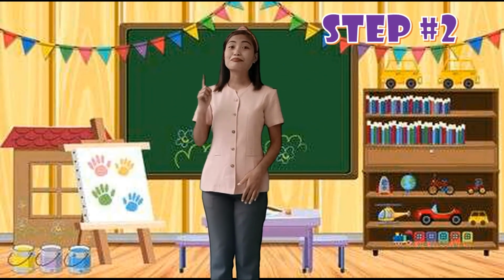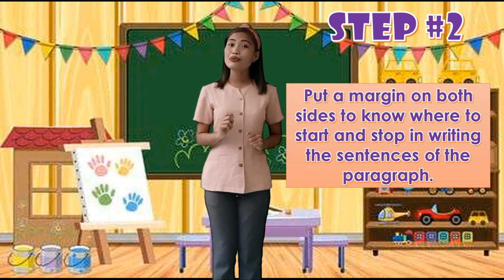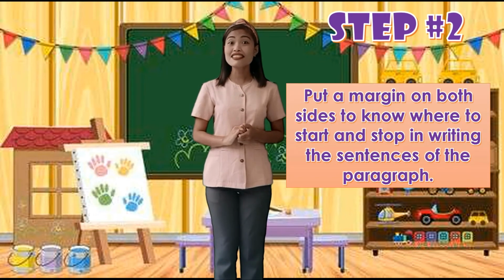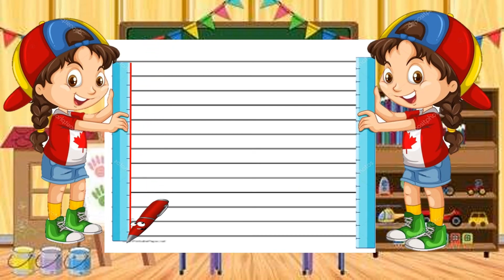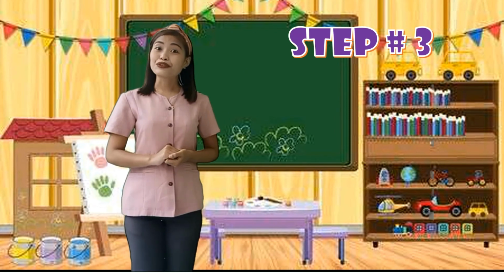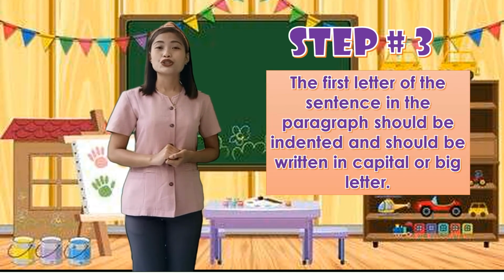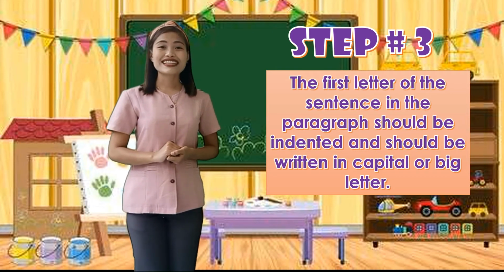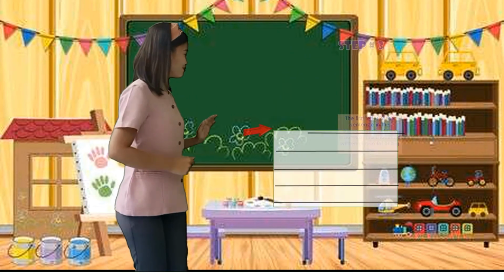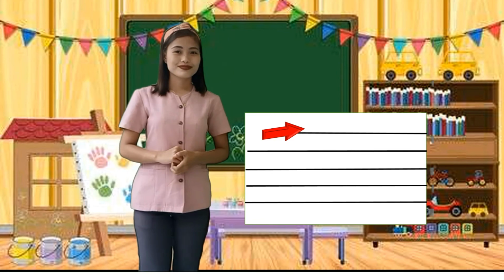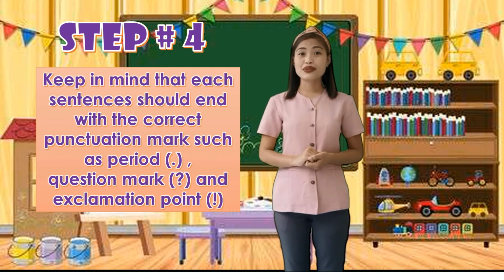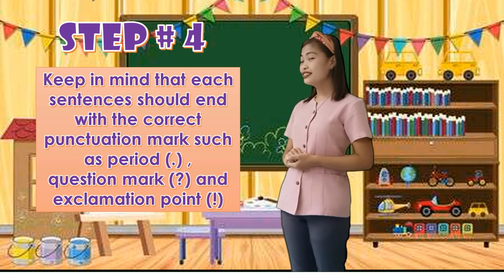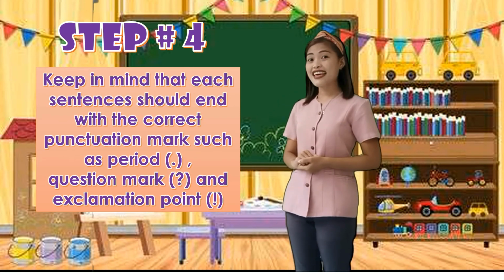Step 2. Put a margin on both sides to know where to start and stop in writing the sentences of the paragraph. Step 3. The first letter of the sentence in the paragraph should be indented and should be written in capital or big letter. Step 4. Keep in mind that each sentence should end with the correct punctuation mark, such as period, question mark, and exclamation point.